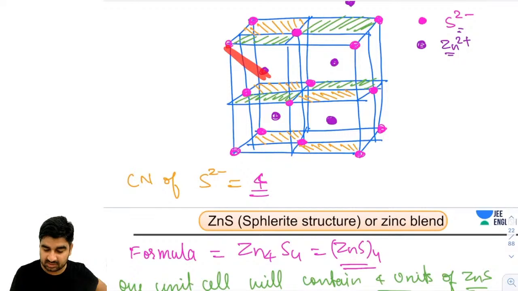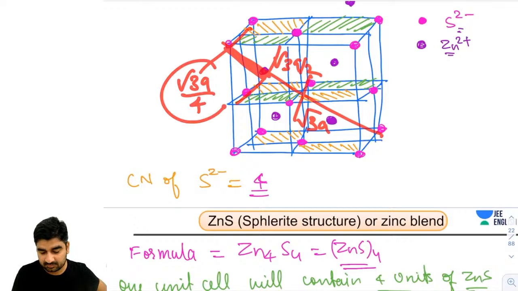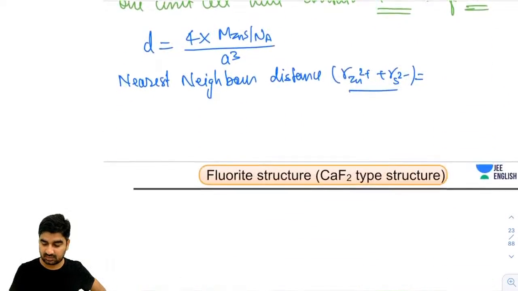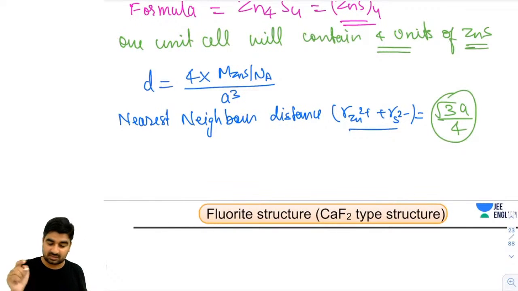So from here you will get this, the shortest distance. This is the body diagonal, its length will be root 3a. This is root 3a by 2, and here we have root 3a by 4. So it would be root 3a by 4. This is the shortest distance between Zn2+ and S2-.